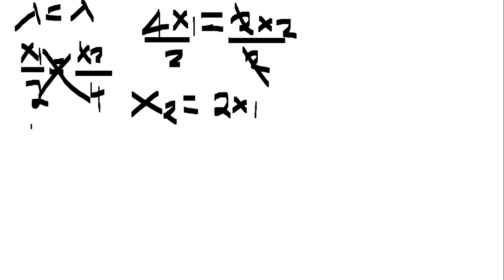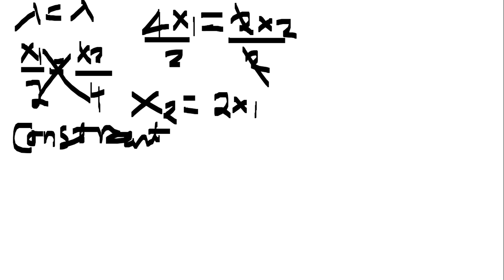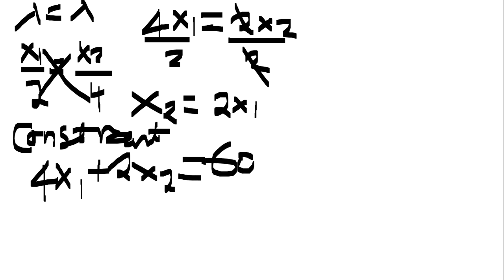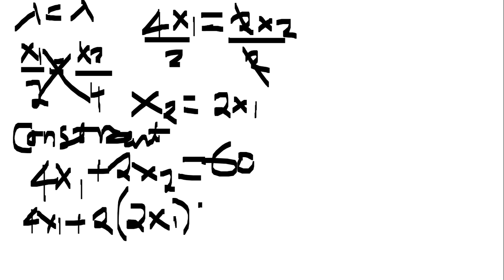So that we go back to our constraint. Our constraint is saying that 4x1 plus 2x2, the total level of income, should be 60. And we are saying that wherever there's x2, we should put 2x1. So we are going to say 4x1 plus 2 times 2x1 is equal to 60.